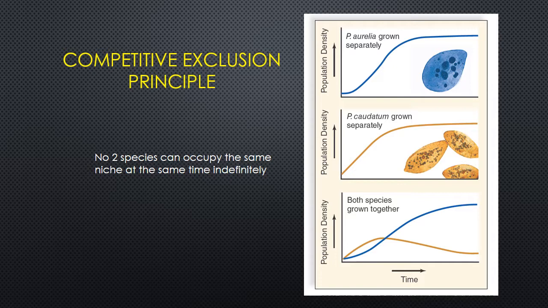The competitive exclusion principle came to be when somebody was studying a couple of different bacteria at the same time, and the principle essentially states that no two species can occupy the same niche at the same time indefinitely.